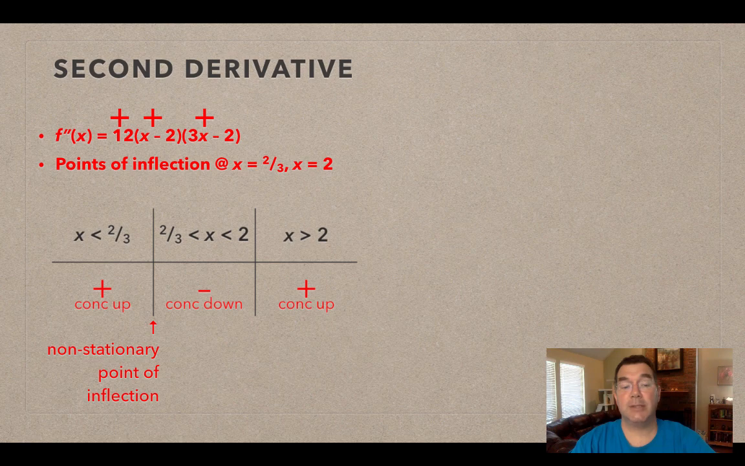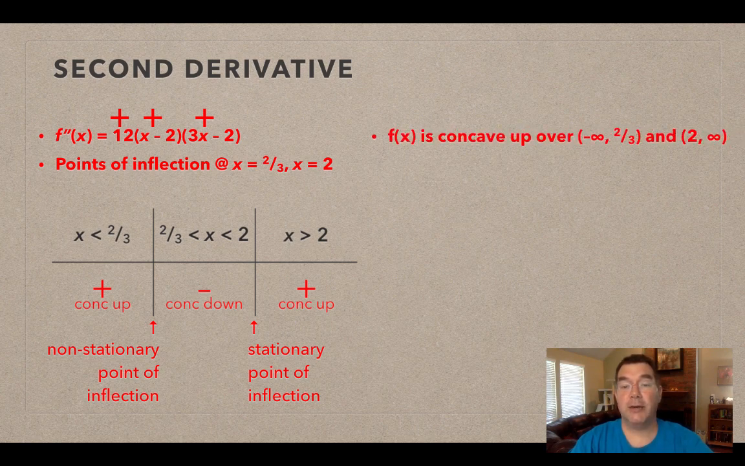All right. Now, since the function did change sign from less than 2/3 to greater than 2/3, there's a point of inflection, but because the first derivative wasn't also equal to 0, that is a non-stationary point of inflection. But remember, the first derivative was equal to 0 at x equals 2, and now the second derivative was equal to 0 at x equals 2. So what I have at x equals 2 is a stationary point of inflection. All right, so the graph is concave up from negative infinity to 2/3 and from 2 to infinity, and it's concave down from 2/3 to 2.